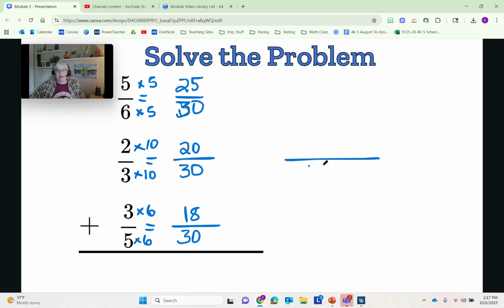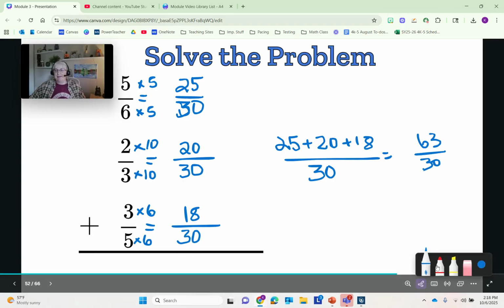So I'm going to write out here, the denominator is going to be 30, and we're going to add these numbers in the numerator or the top. 25 plus 20 plus 18. Well, 25 plus 20 is 45. 45 plus 18 is 63. 63/30.